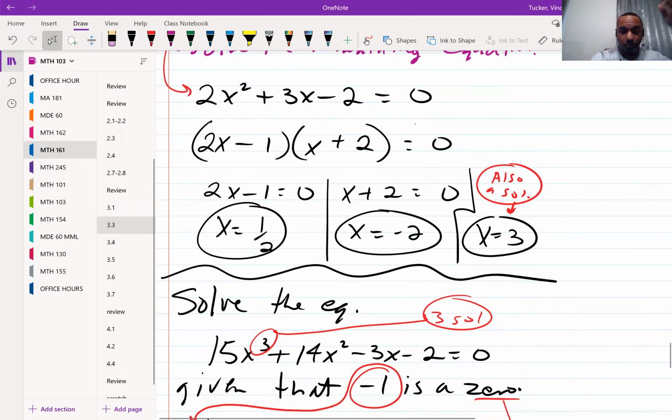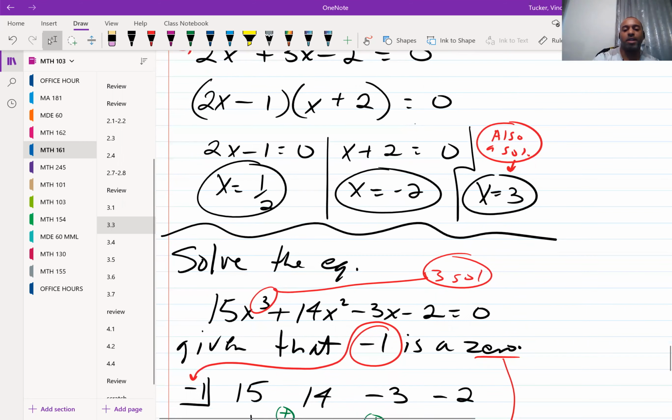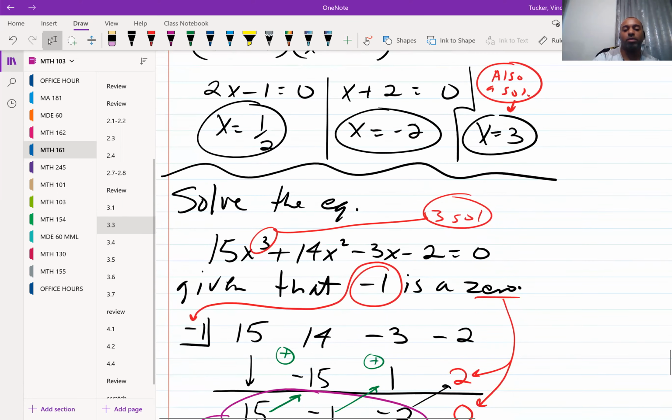All right. So same process. We have 15x cubed plus 14x squared minus 3x minus 2, equal to 0. This time they tell us that -1 is a 0.